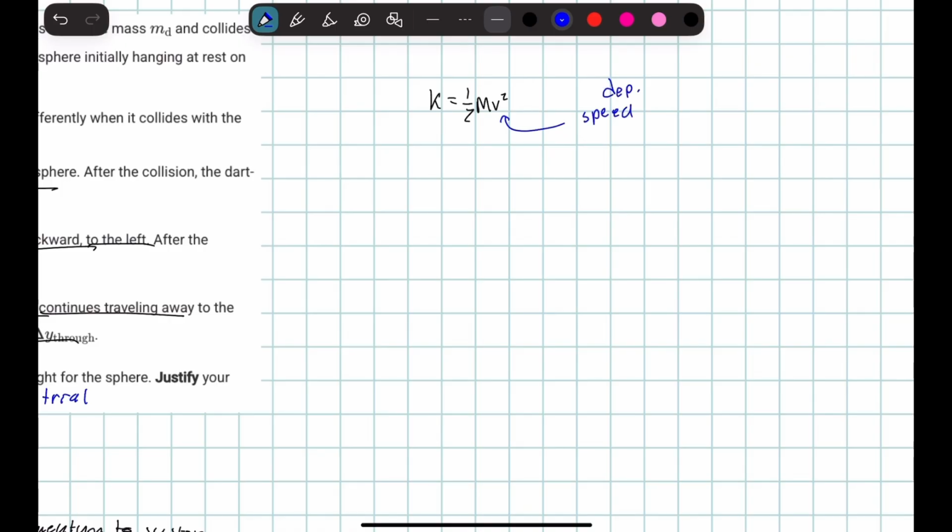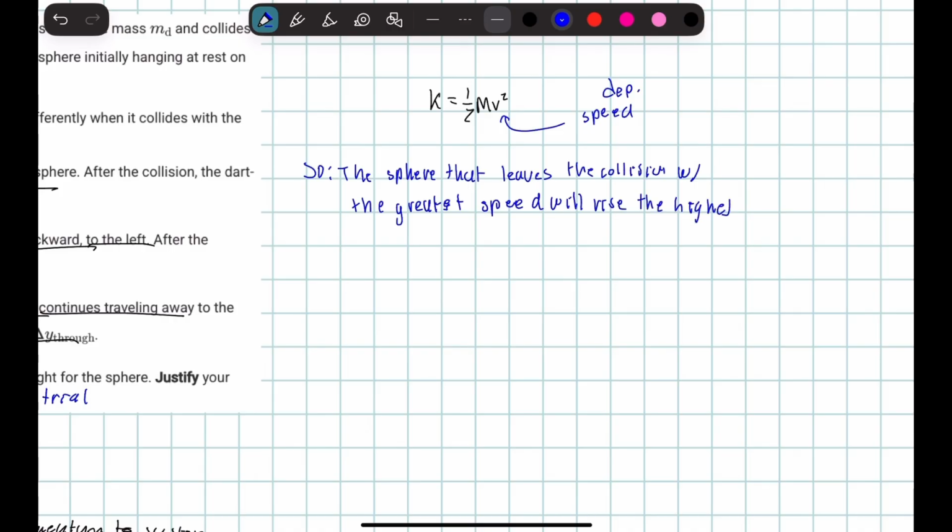right? So that means that the sphere that leaves the collision with the greatest speed will have the greatest height, which is intuitive. Greatest speed will rise the highest. So we're looking at the final speed, right?